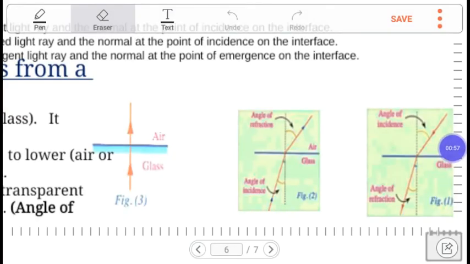Also, in some cases, as with the passing of a light ray through a prism, we have a third angle, the angle of emergence. This is the angle between the emergent light ray and the normal line.